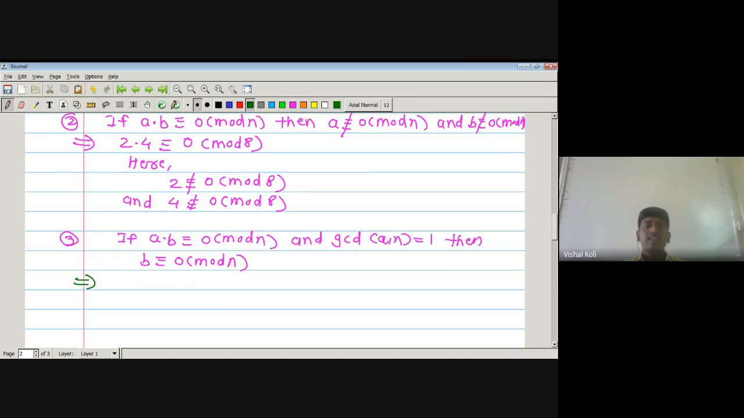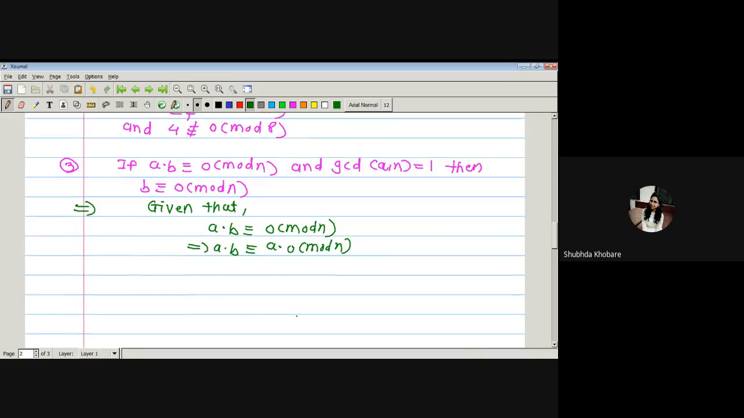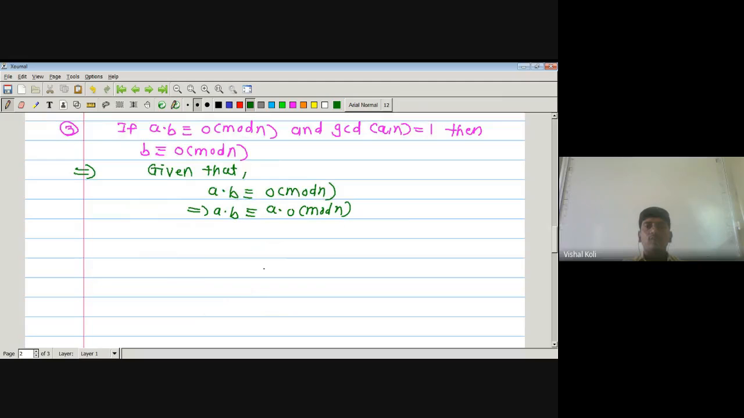That is, it is somewhat similar to AC is congruent to BC modulo n. Given that a into b is congruent to 0 modulo n, can we write this as a into b is congruent to a into 0 modulo n? Yes sir. So here we get AC is congruent to BC modulo n.